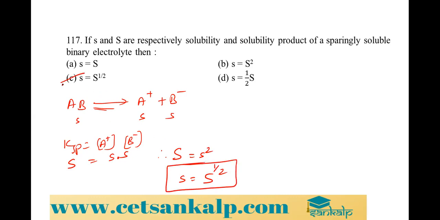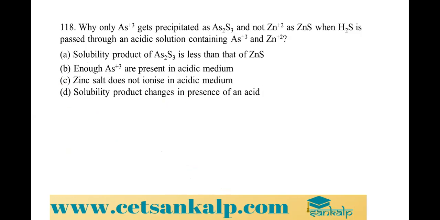So option C comes, see. Correct. Now question number 118. Why only As plus 3 gets precipitated as As2S3 and not Zn plus 2 as ZnS when H2S is passed through an acidic solution containing As plus 3 and Zn plus 2.